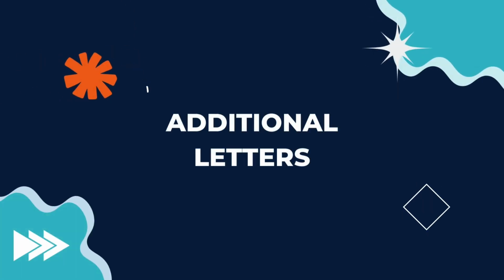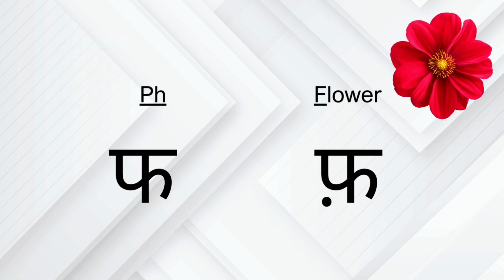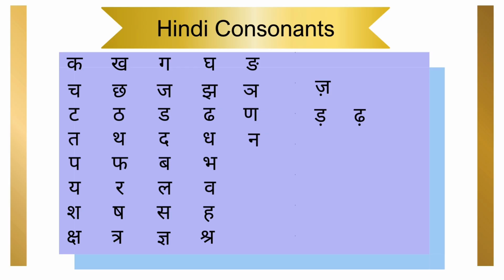The additional letters. J, jug. Z, zebra. P, phal. F as in flower. This is the complete list of the Hindi consonants which we have learned in the part 1 and 2. In the next part, we will cover Hindi vowels.